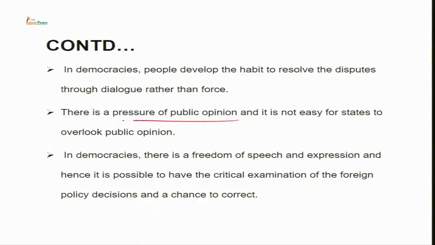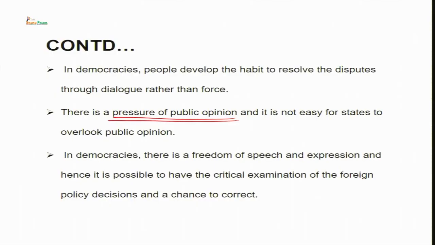And why do countries do that? It is the pressure of public opinion. It is because of the pressure of public opinion that countries avoid going to war. It is because of the pressure of public opinion that if any commitment is made by any country, they tend to keep that promise. And in international relations, as per the liberal point of view, it is not easy for states to overlook public opinion, because the opinion of other countries matters, because we are dependent on that country. Our image, our status matters.